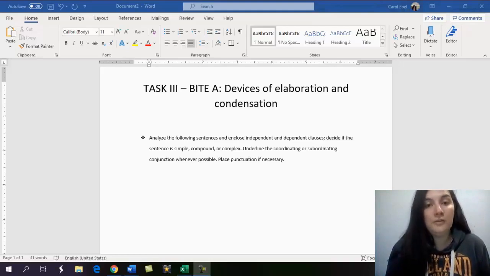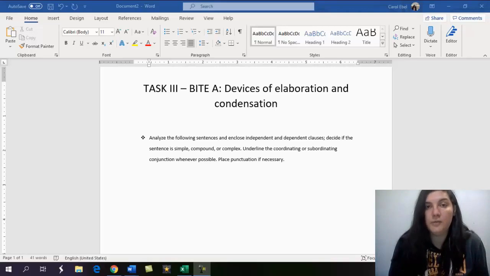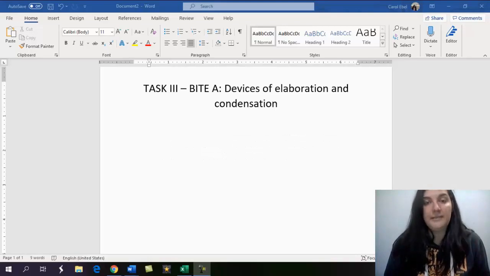Some of you forgot to analyze punctuation, and let me tell you that punctuation is very important when joining clauses. Not only do we use punctuation when joining clauses, we also use punctuation in our writings. First, let's analyze simple sentences. Remember that a simple sentence is composed of only one independent clause and it contains only one verb.